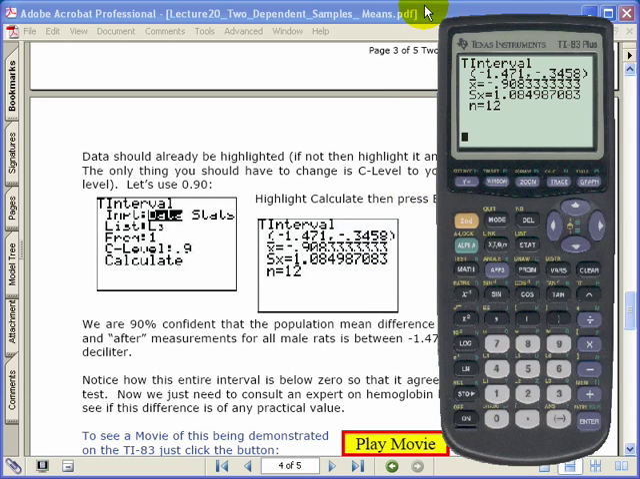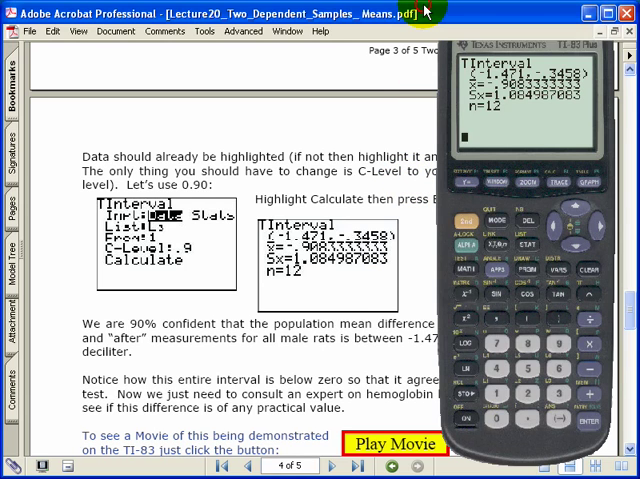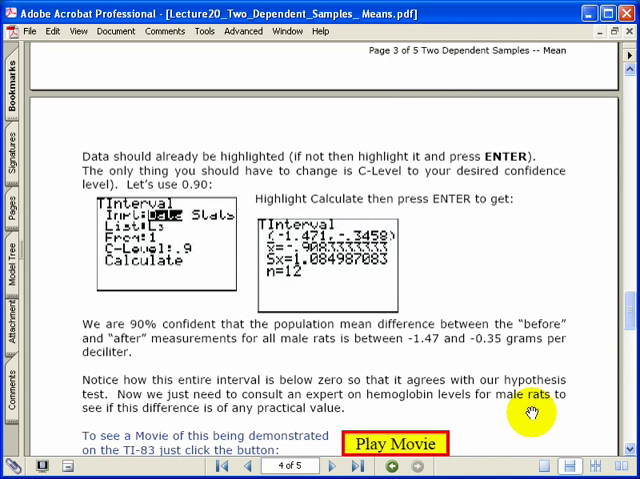Now let's put that into words. And those words are, we are 90% confident that the population mean difference between the before and after measurements for all male rats is between negative 1.47 and negative 0.35 grams per deciliter. So that gives us an idea of how much smaller the before measurements are from the afters. But of course, to know if that's significant, I guess we'd have to talk to an expert on male rats and who's aware whether that difference is truly of practical significance.